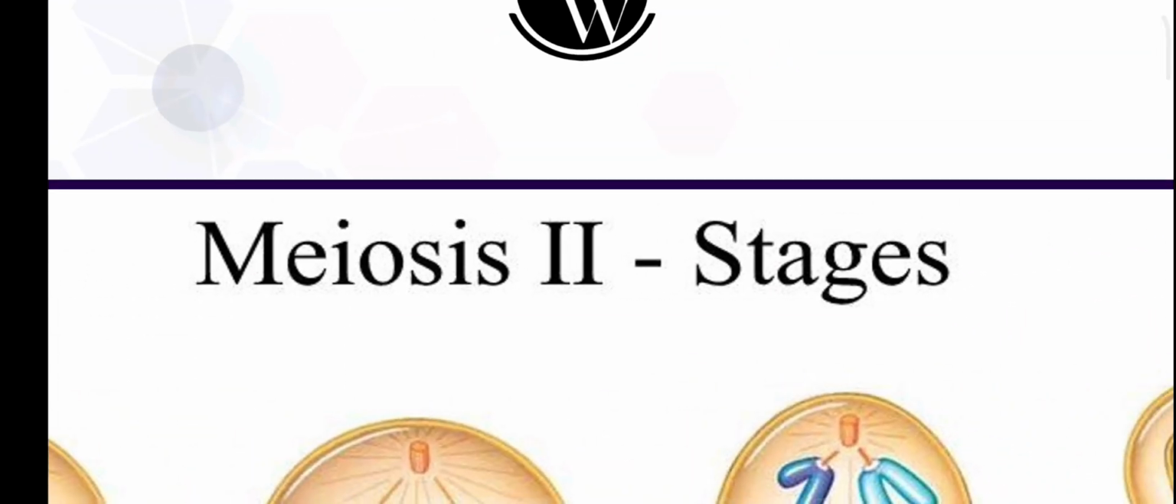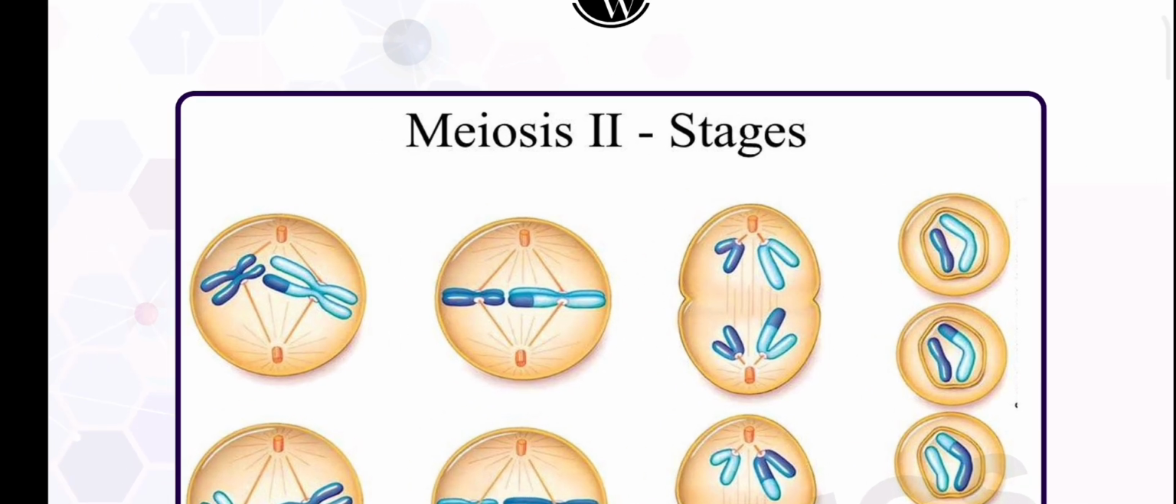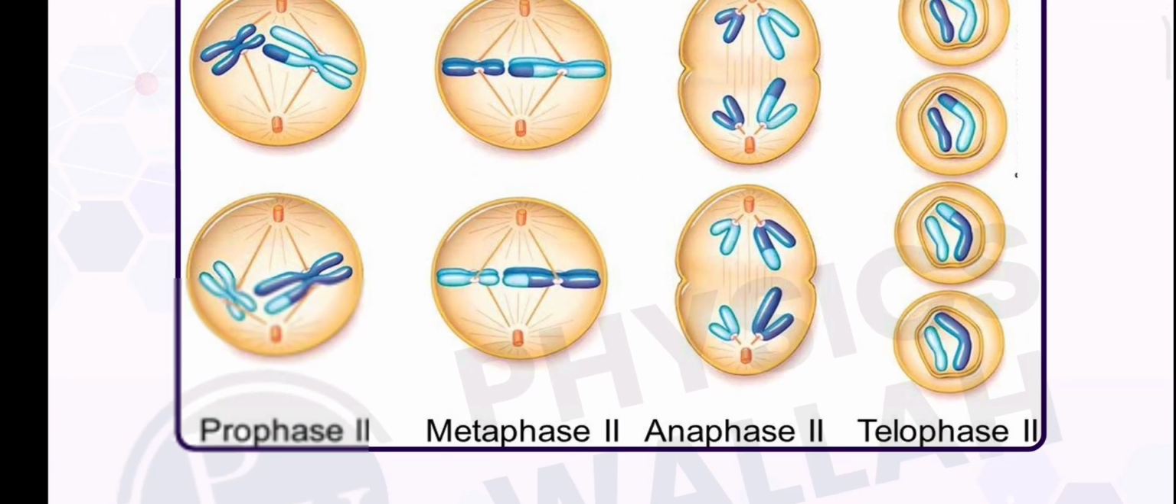Then you have meiosis 2. Stages of meiosis 2: meiosis 2 has four stages: prophase 2, metaphase 2, anaphase 2 and telophase 2.